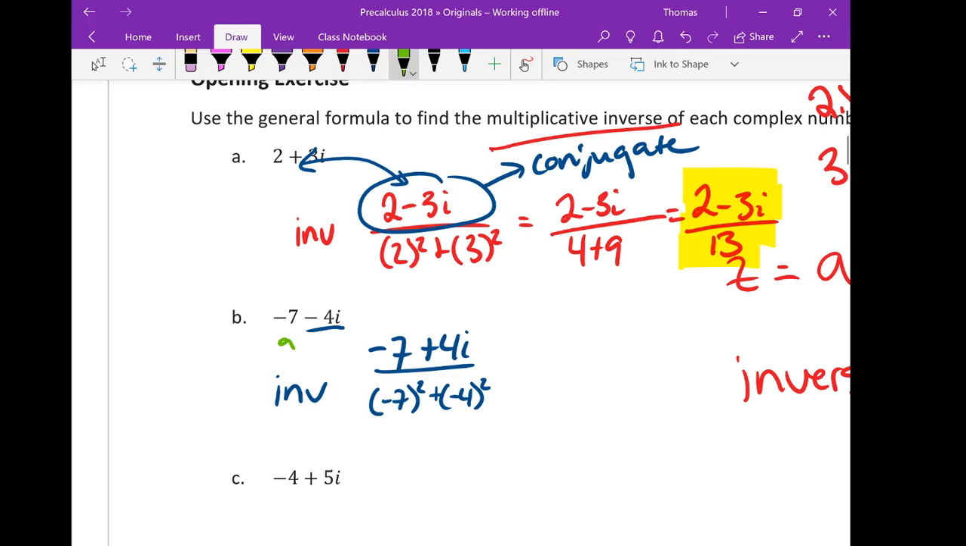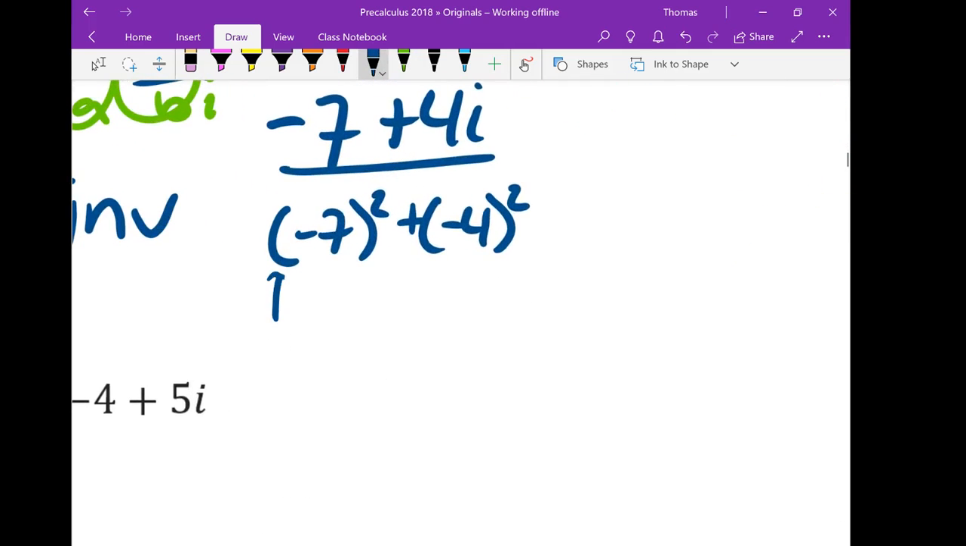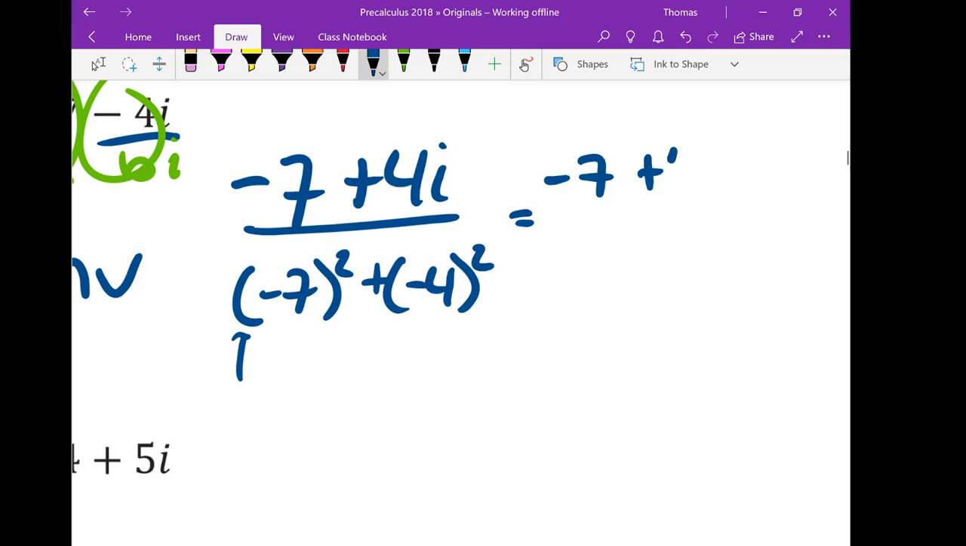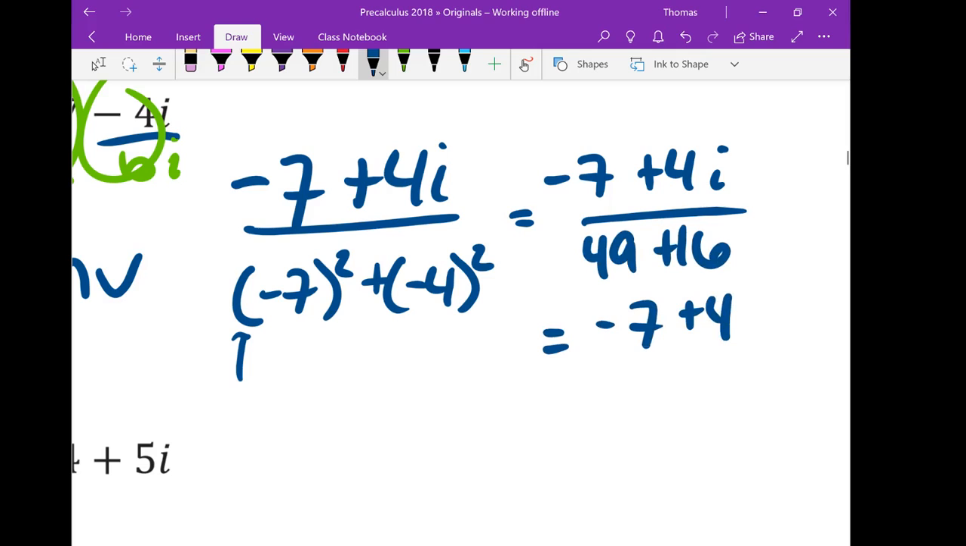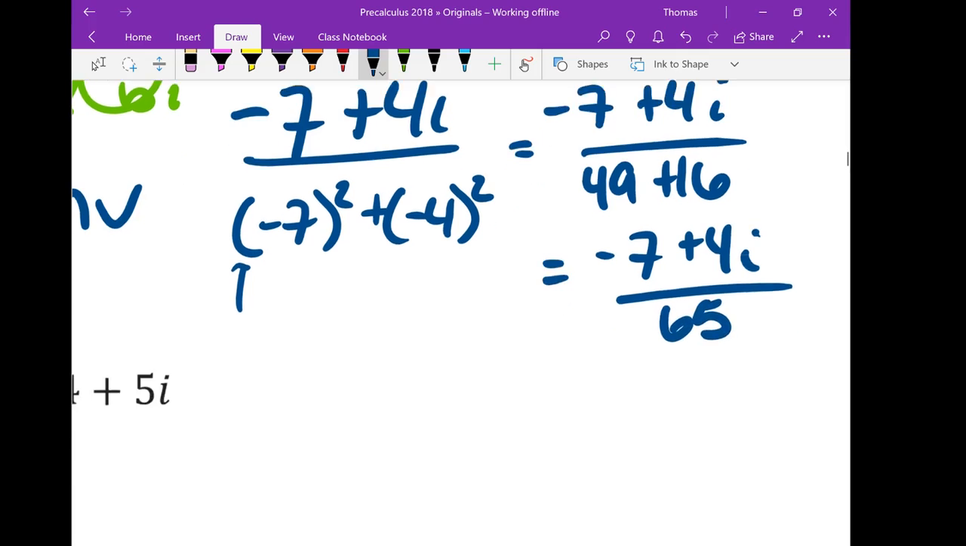Now notice how I chose a and b. They are both negative on our original number. a is negative 7, b is negative 4. When I put them into the squares, however, in the parentheses, the negatives don't really end up mattering too much. Negative 7 plus 4i, all divided by 49 plus 16. That'll just be negative 7 plus 4i, all over 65. Is that right? Yeah. Cool.